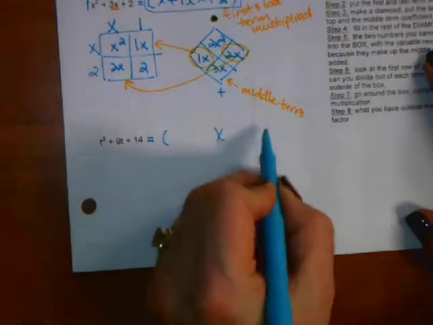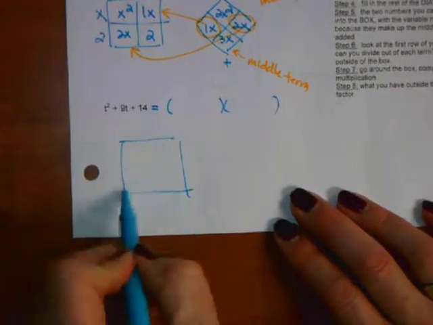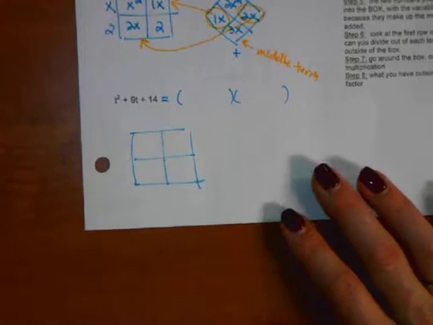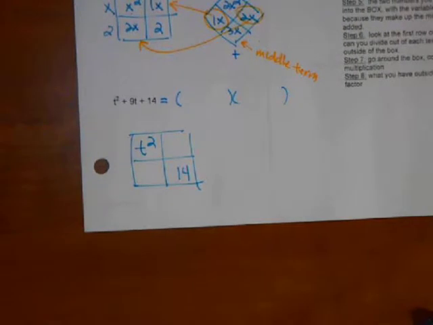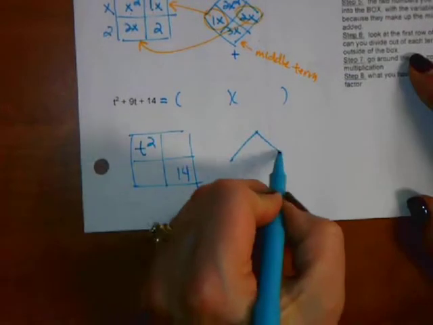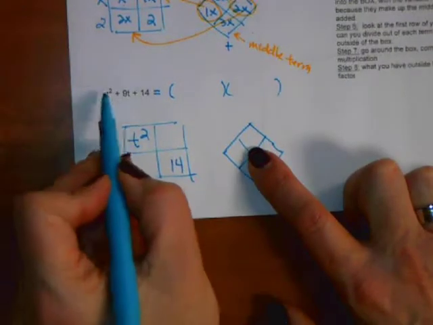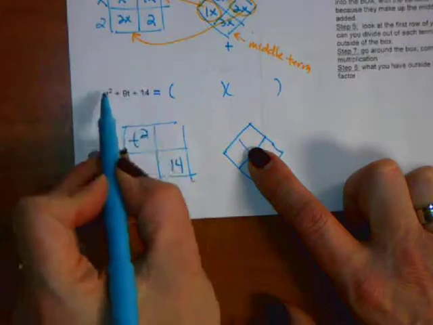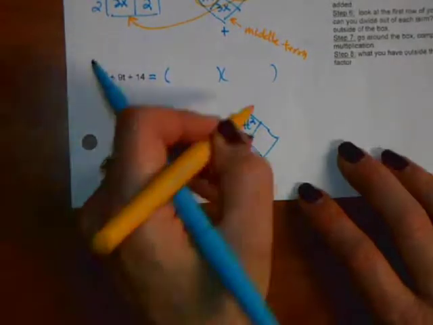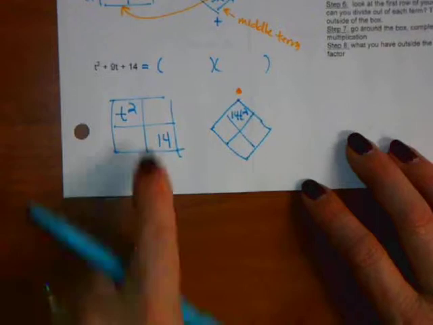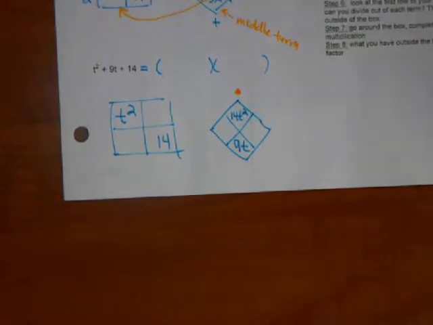I have to find the factors of t squared plus 9t plus 14. So I'm going to set up my box. I'm following the steps. I'm going to put t squared and 14 in my box. Then I'm going to make my diamond. What goes up here is the first term times the last term. t squared times 14 is 14t squared. Remember, this is multiply up here. What goes down here is the middle term, 9t. And then you complete the diamond.